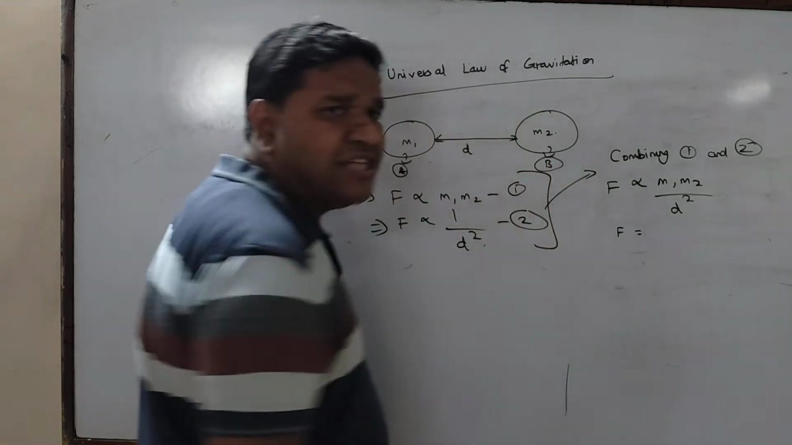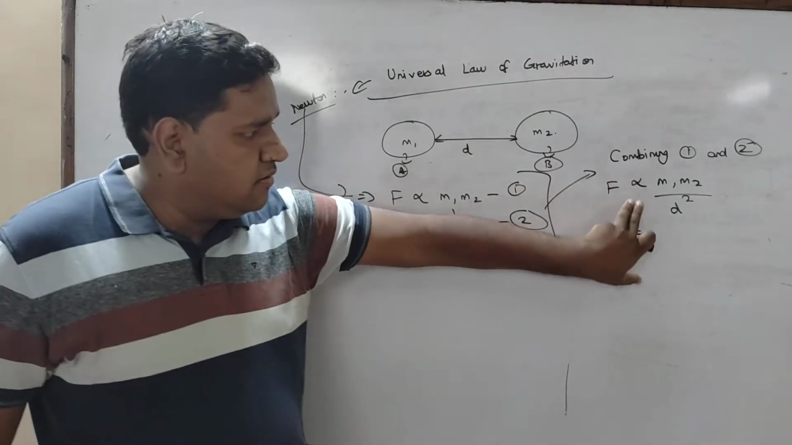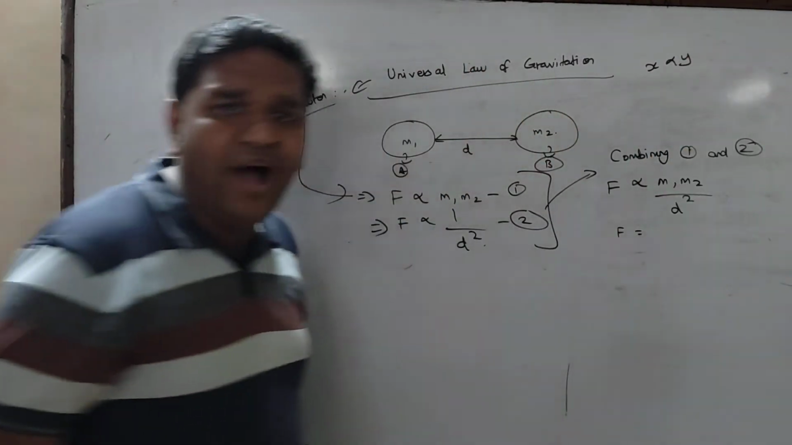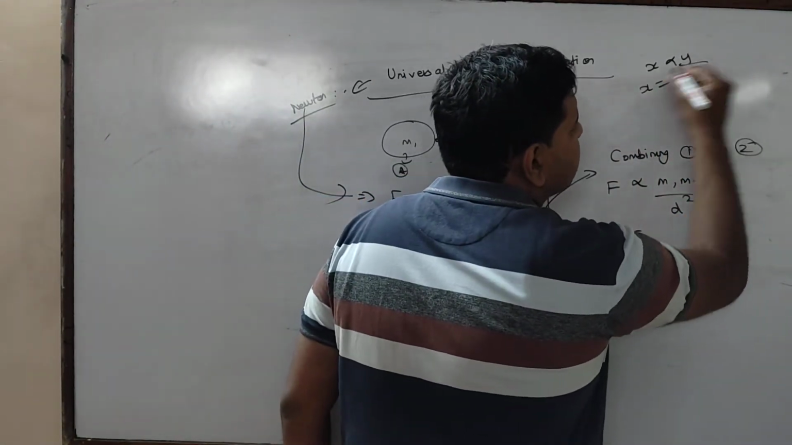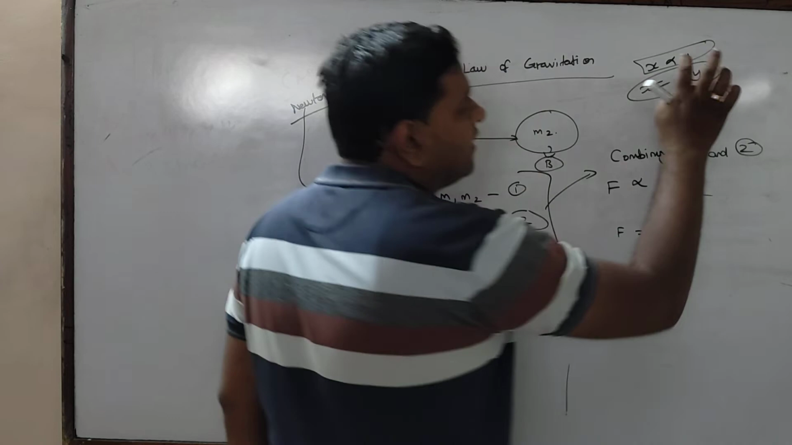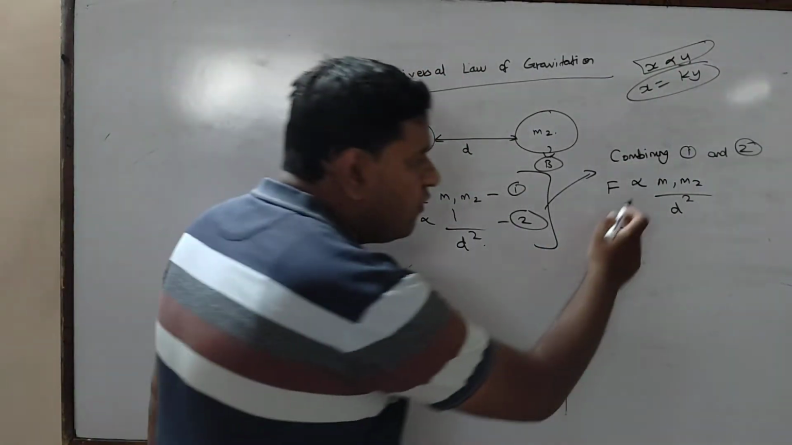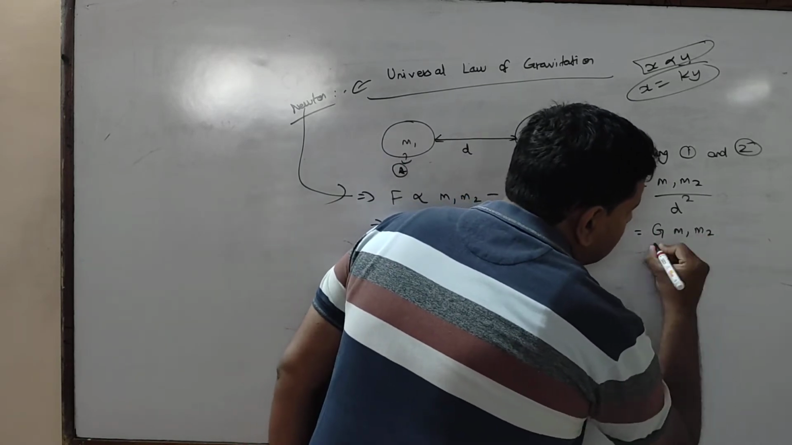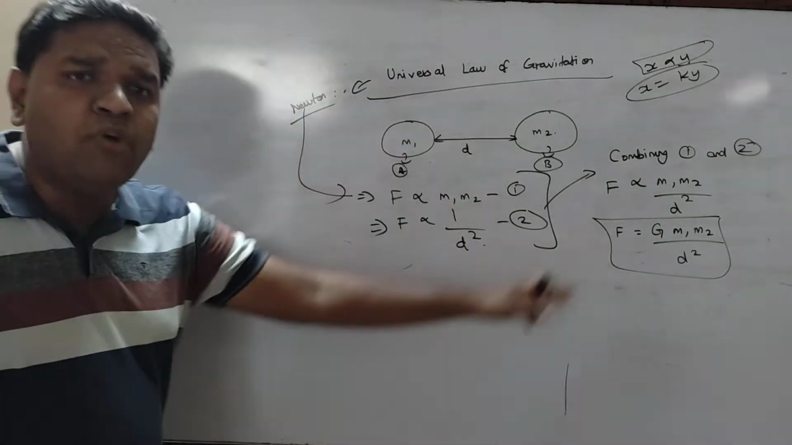When we remove the proportionality sign, suppose there is any random x proportional to y. When you remove the proportionality sign, typically in the RHS there is always some constant. This constant can take different forms in different cases. Here, after removing the proportionality sign, our constant is going to be capital G. This capital G is an important constant.